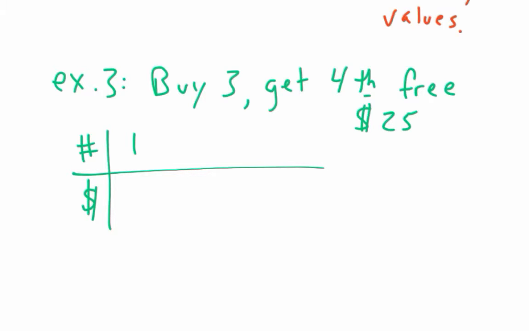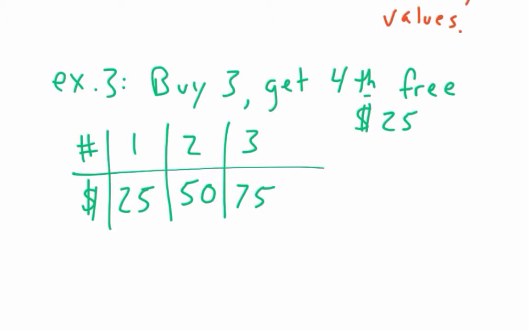$25. Some expensive widgets over there in the Mast household. All right. So if you buy 1 widget made out of solid gold, you have to pay $25. If you buy 2 widgets, you have to pay $50. If you get 3 widgets, you're paying $75. Still a function? Okay. Now, your 4th widget is free. So it's still $75, yes?